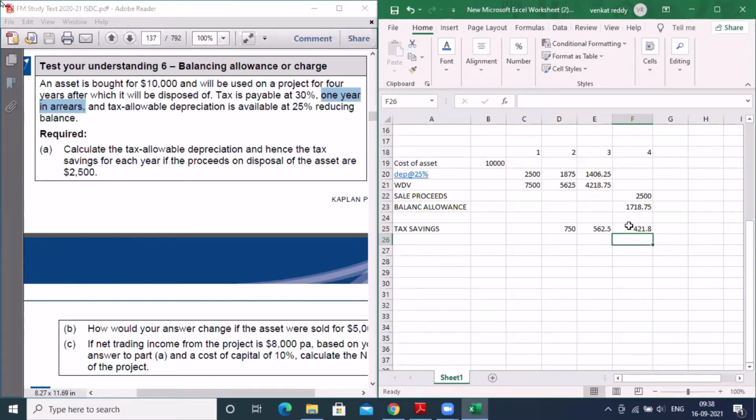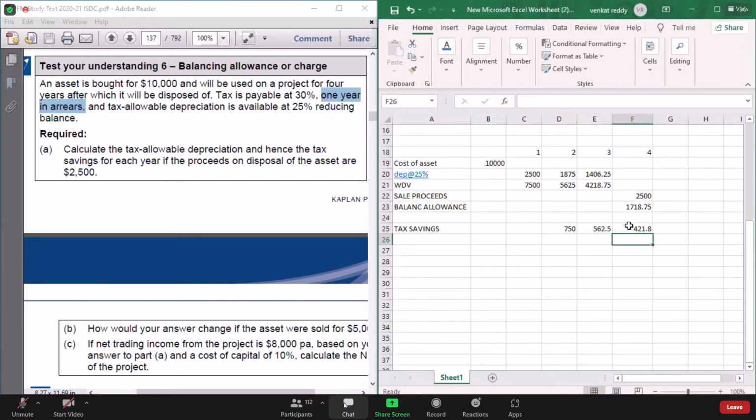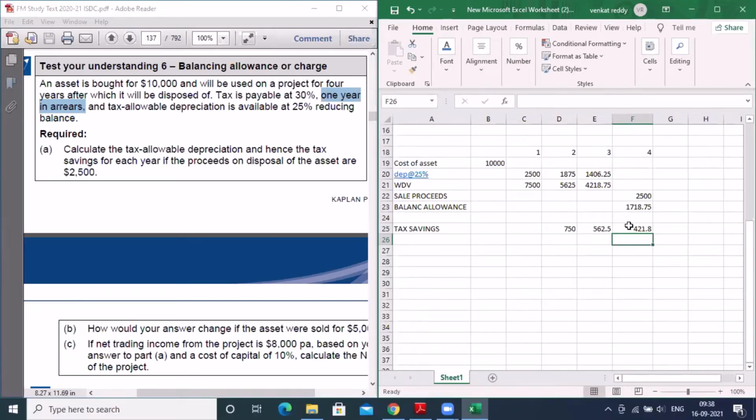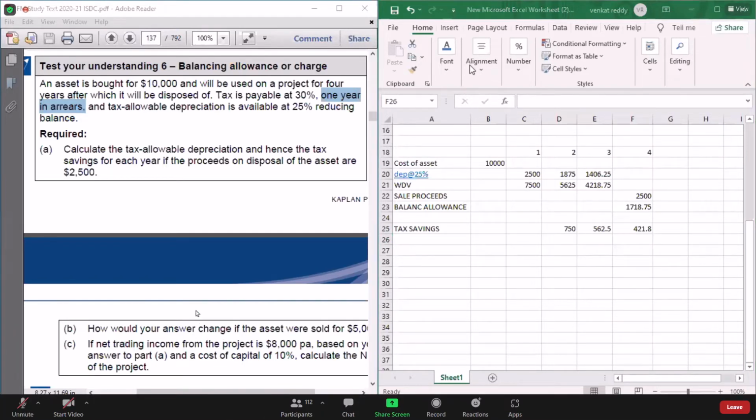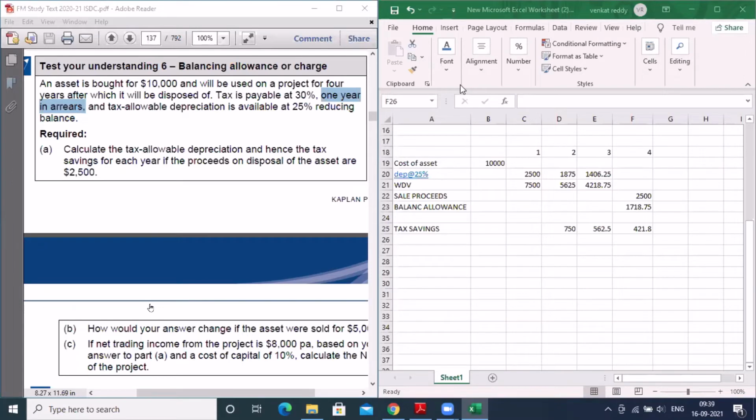I hope it is clear. Any question up to here? You want me to repeat? Okay, I will be explaining the balancing elements and balancing allowance. I think most of the students are confused here. Let me repeat. What are balancing elements?